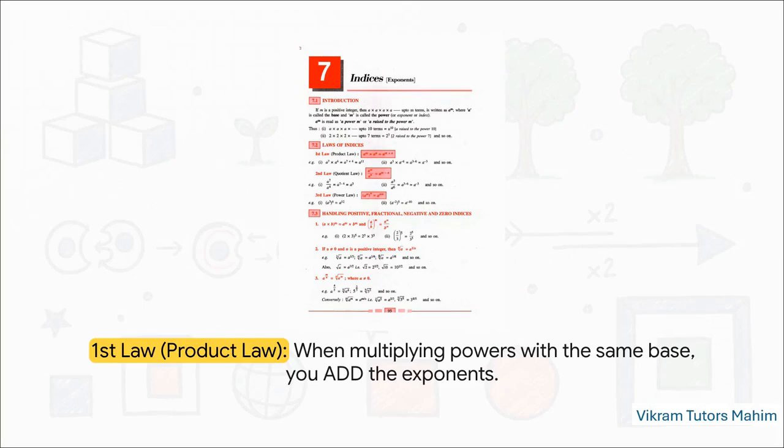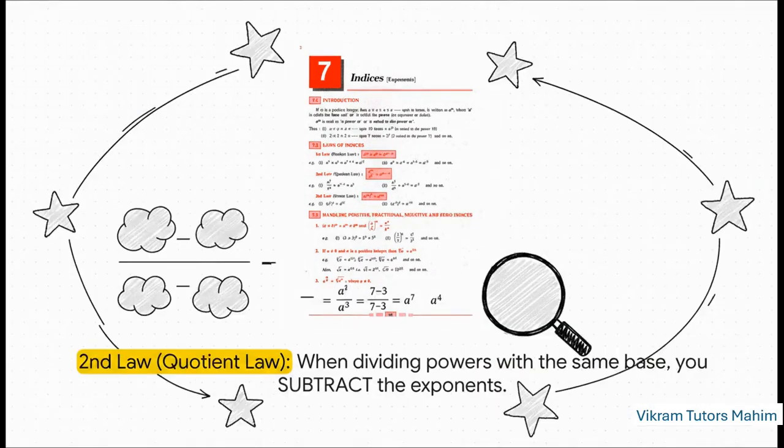So law number 1 is the product law, and it's super straightforward. When you're multiplying 2 terms that have the same base, that's the big number, the a, all you do is add the exponents together. So if you had a to the 7th power times a to the 4th power, you just add 7 and 4. You get a to the 11th. That's it. Simple.